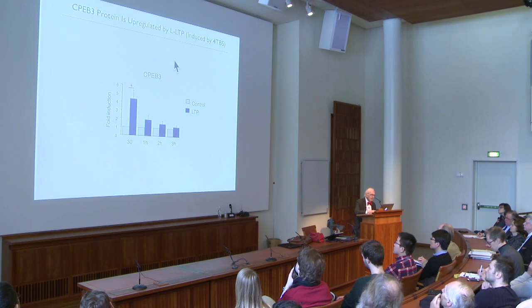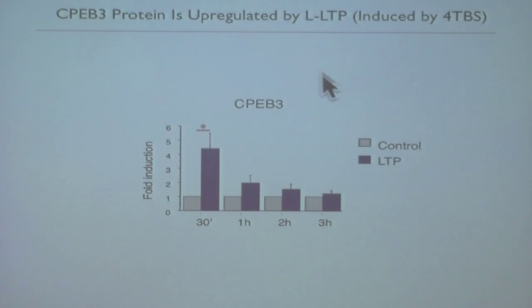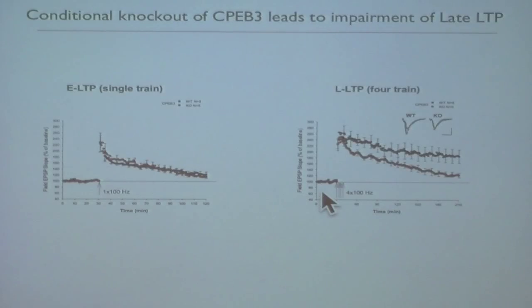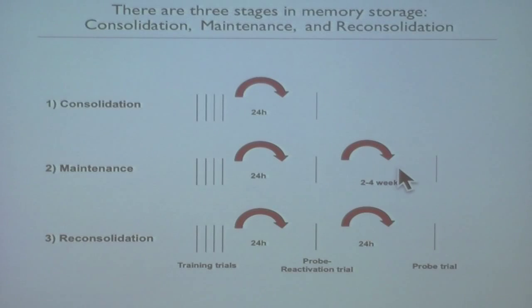If you produce LTP with 4 trains, you don't get it with 1 train, you see very nice upregulation of CPEB3 that lasts for several hours. Moreover, if you use a knockout of CPEB3, you selectively block the late phase of LTP. You can now begin to explore this in memory. And of course, in the mouse, we can really define different forms of memory and different phases of it. And I'm going to show you experiments that deal with consolidation, with maintenance, and with the phenomenon of reconsolidation.